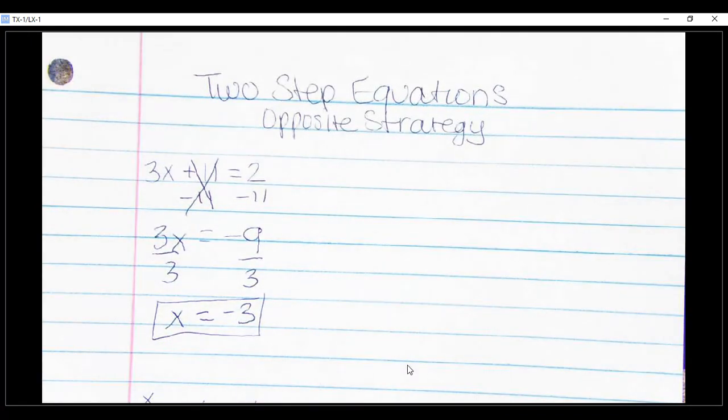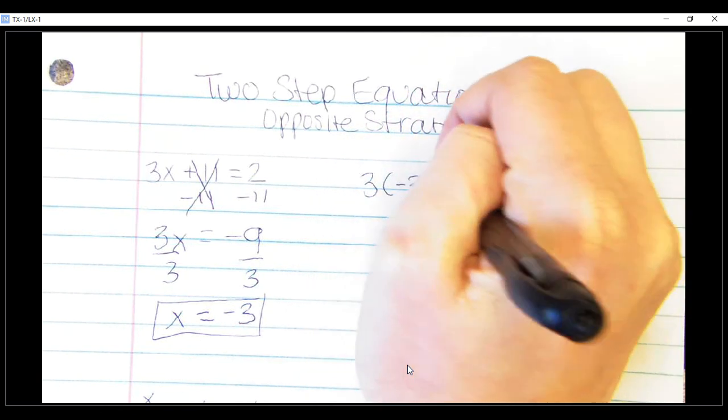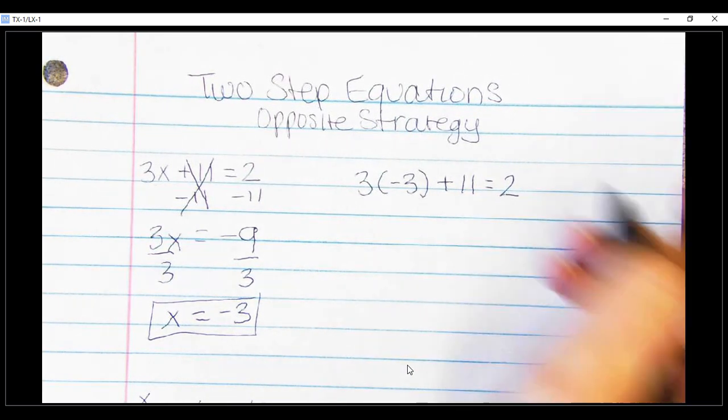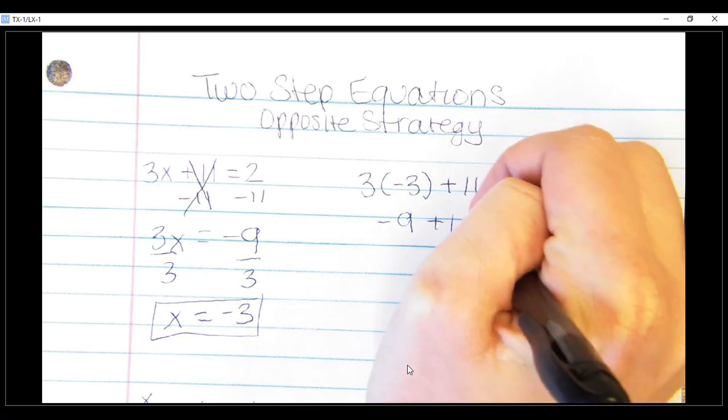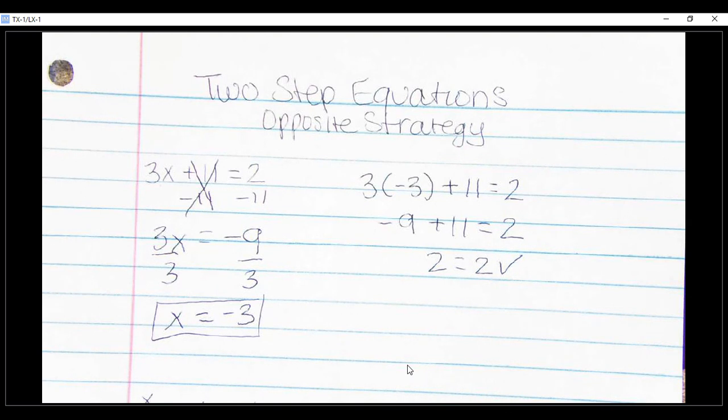Great, you have x by itself, but always make sure that you check your answer by plugging it back into the equation. So 3 times negative 3 plus 11 should equal 2. Well, I know that 3 times negative 3 is negative 9. And if I add that to 11, that does equal 2. Great, I have checked my answer and I know that I can get 100% on this question because I have plugged that back in. If you plug it in and it doesn't work, that means something is wrong. So an awesome part of this is before you even turn in your test, you can already know what your grade is just by plugging in your answer.